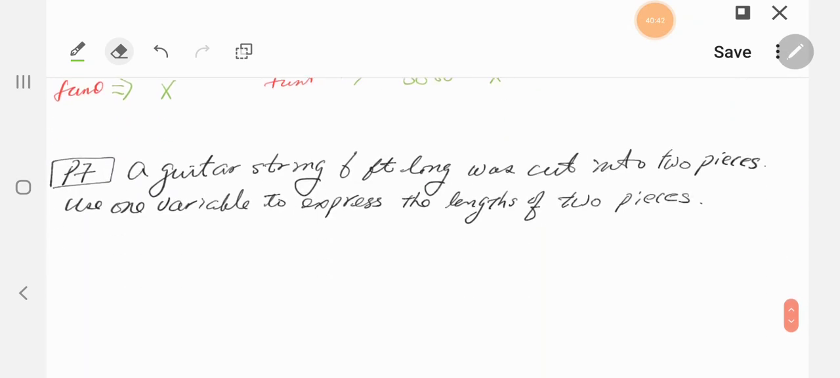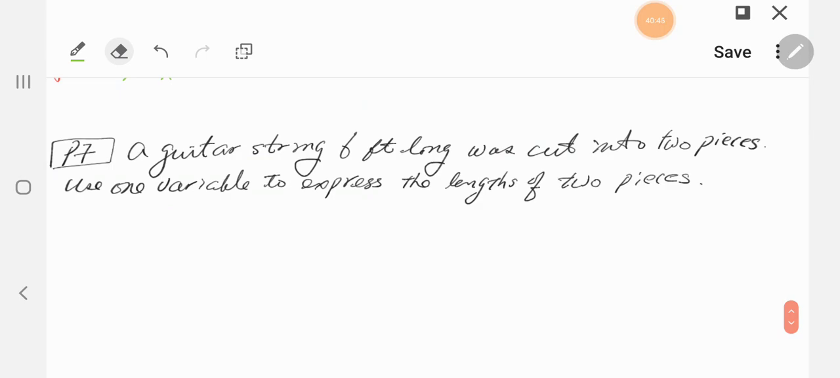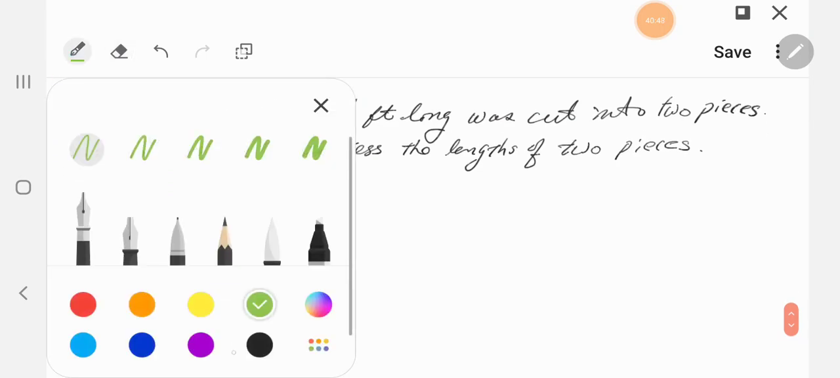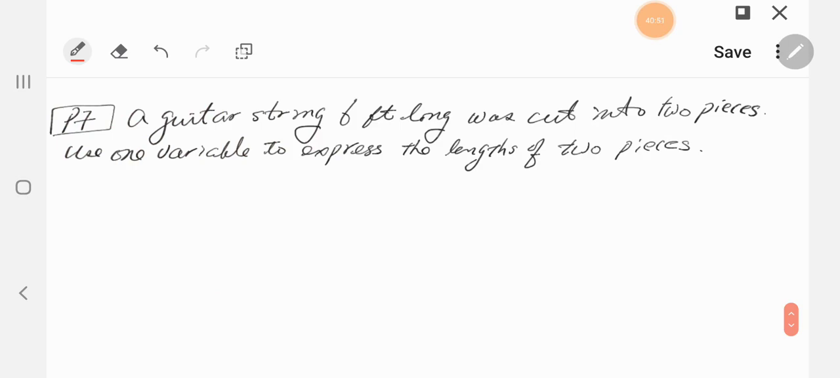All right, let's try the last one, problem 7. Pause and try on your own. Are you done? Good. A guitar string is 6 feet long. Why don't we draw a string? The length of this string is 6 feet. I'm going to cut this into 2 pieces. Use one variable to express the length of the 2 pieces.